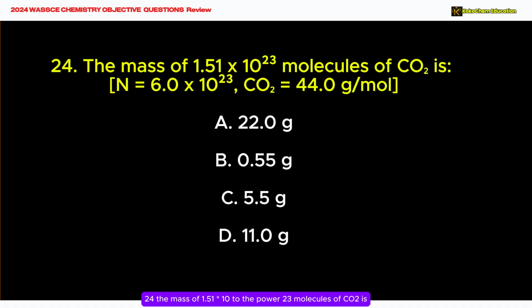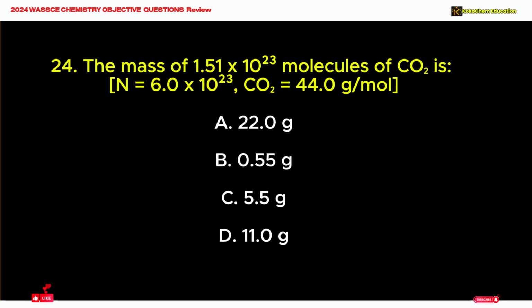24. The mass of 1.51 times 10 to the power 23 molecules of CO2 is, take Avogadro's constant number to be 6.0 times 10 to the power 23. Molar mass of CO2 to be equal to 44.0 grams per mole. A. 22.0 grams. B. 0.55 grams. C. 5.5 grams. D. 11.0 grams.